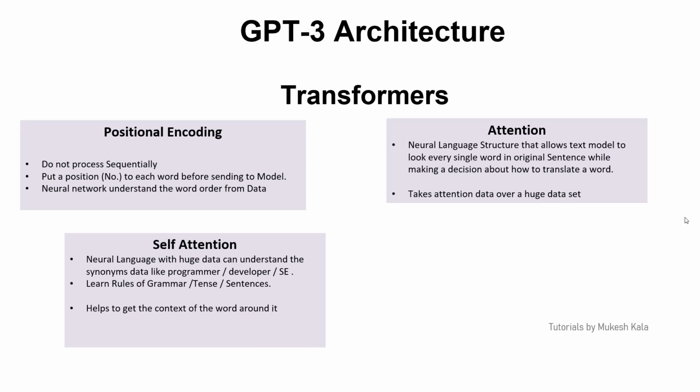The next feature, or I would say characteristic, is the self-attention. Neural language models with huge data can understand synonyms like programmer, developer, software engineer. All of these words, it was able to understand that yes, we are referring to one and the same thing. It has the capability to learn the rules of grammar, tense, and the sentences. And the best part, it helps us to get the context of the words around it. Right now, this thing is important, because to get the meaning out of a sentence, it is important to understand the context.